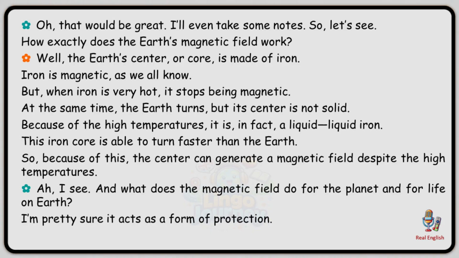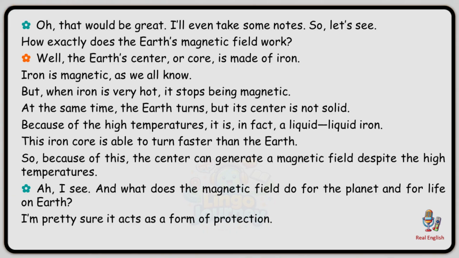So let's see. How exactly does the Earth's magnetic field work? Well, the Earth's center, or core, is made of iron. Iron is magnetic, as we all know. But when iron is very hot, it stops being magnetic. At the same time, the Earth turns, but its center is not solid. Because of the high temperatures, it is, in fact, a liquid iron. This iron core is able to turn faster than the Earth. So, because of this, the center can generate a magnetic field despite the high temperatures.